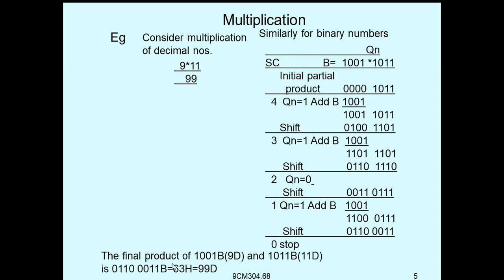Whatever the final result is, it is the final product of 1001, which is 9, and 1011, which is 11. The result is 0110 0011. This was the result, and this can be stored in the B register.